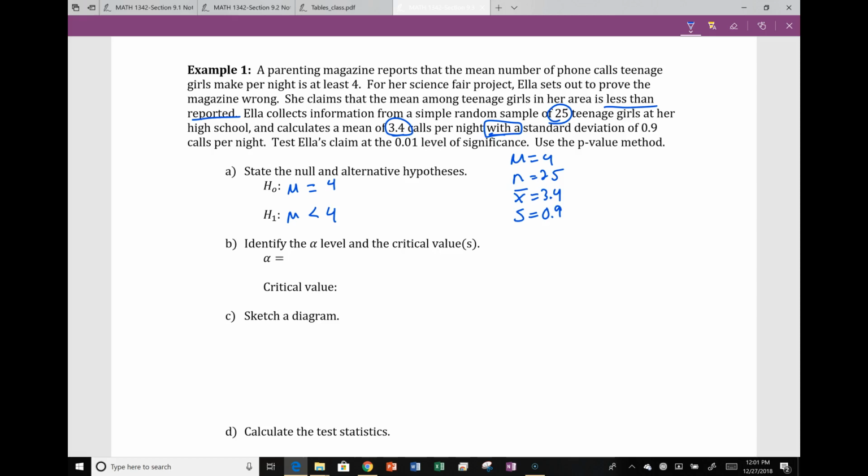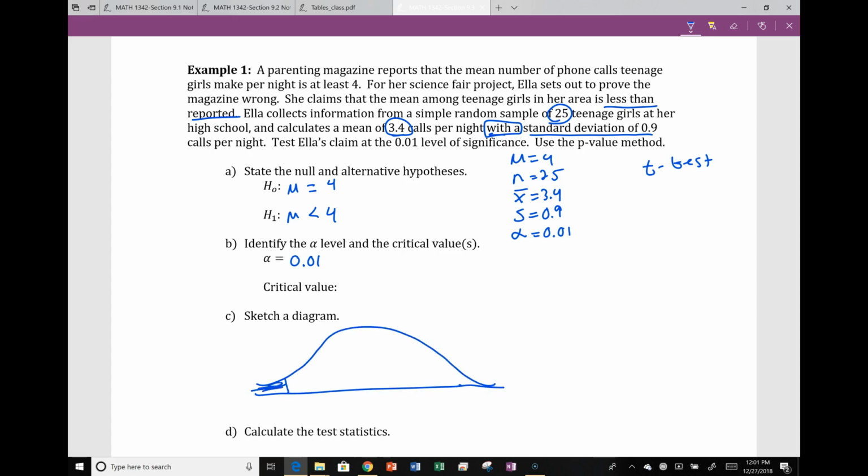Calls per night. Test Ella's claim at the 0.01 level of significance. So alpha is 0.01. We want to use the p-value method. So we have our alpha, 0.01. This is going to be a t-test because we do not have the population standard deviation. We have this sample standard deviation. This is a left-tailed test.